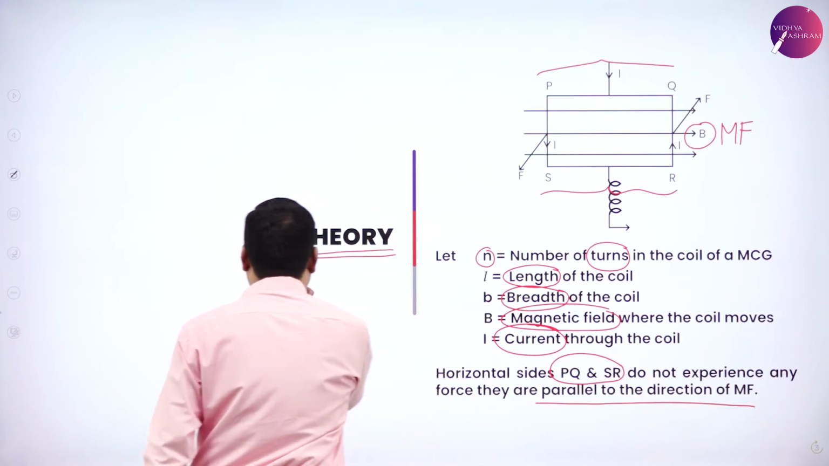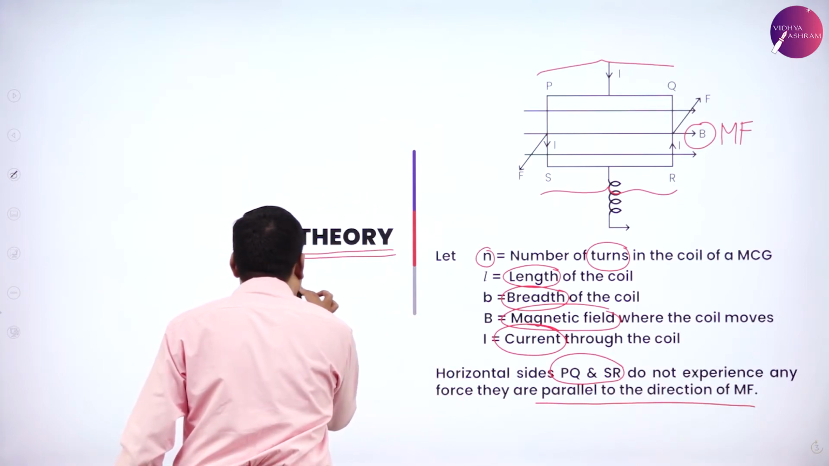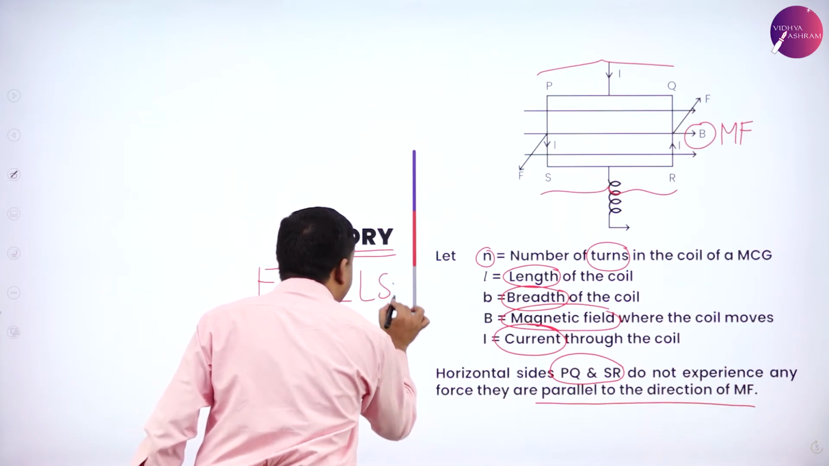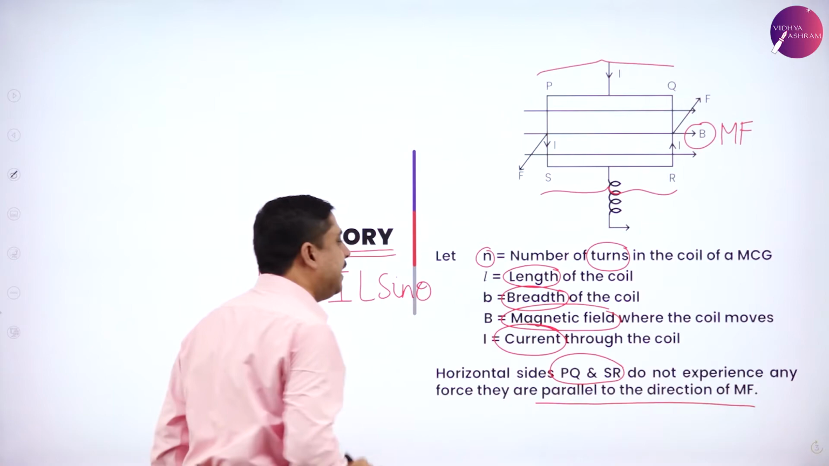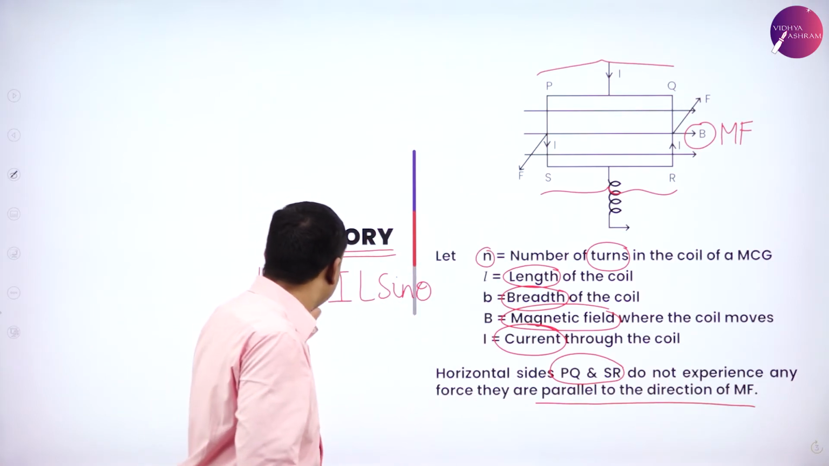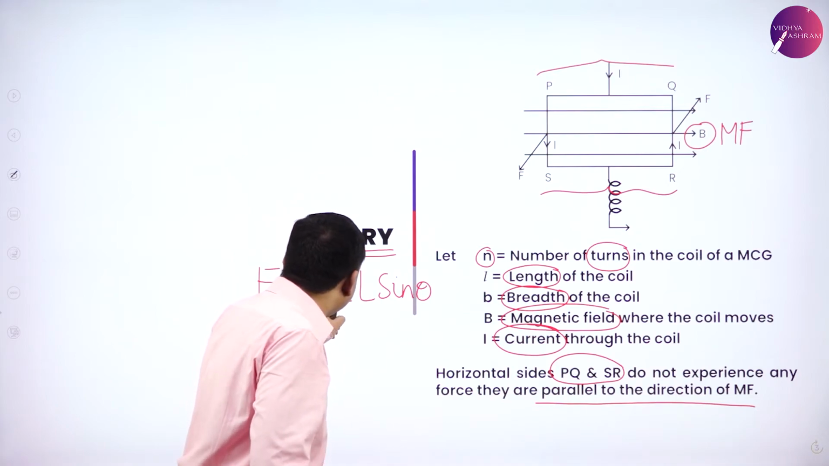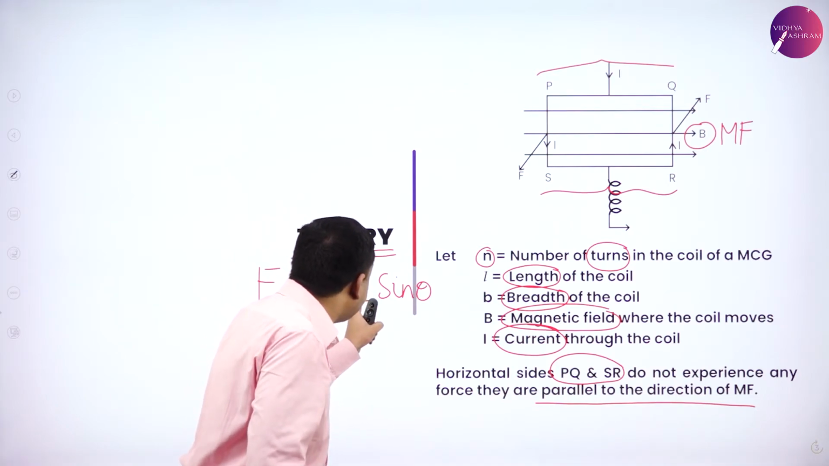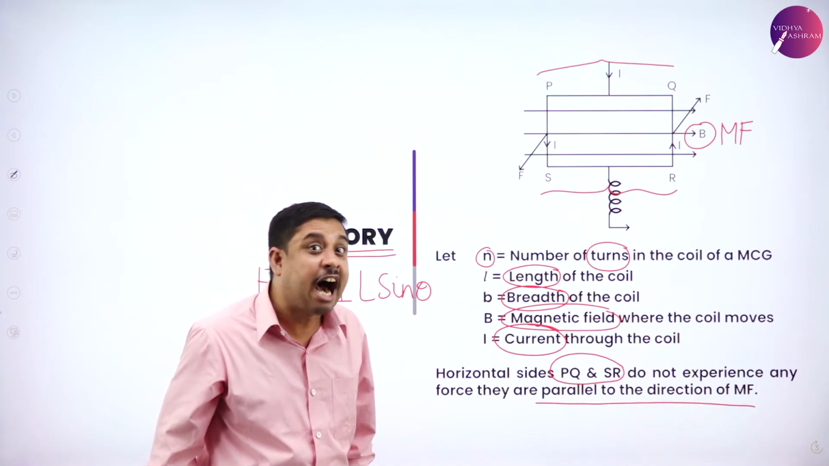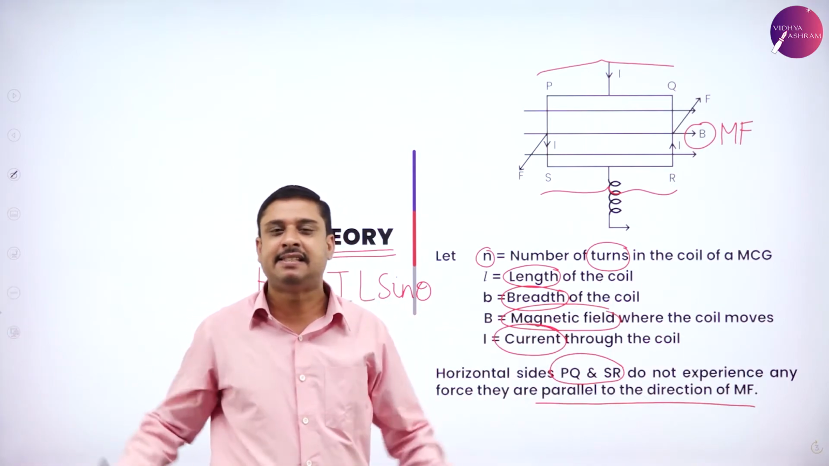We know the expression for force on a conductor carrying current is BIL sin theta. So force equals BIL sin theta. If it was a charged particle, very easy, sir.